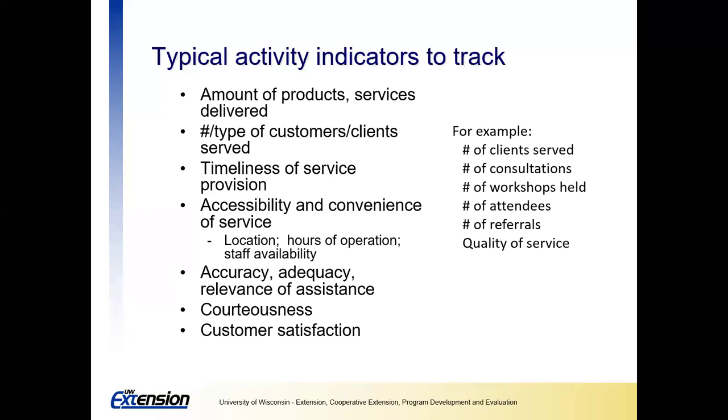When we talk about the different types of activity indicators, it can be anywhere from amount of product or service delivered, to type of customers or clients served, time of service. As you see, this list goes down to customer satisfaction. And the examples, over in this column here, are, for example, number of clients, number of consultants, number of workshops.